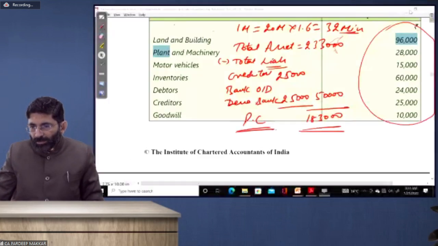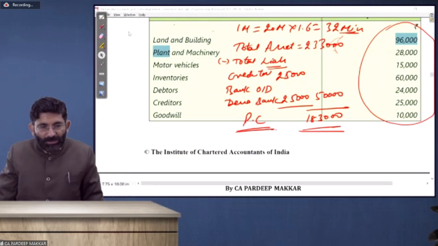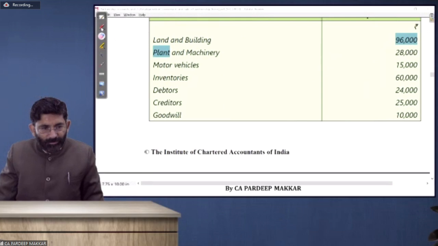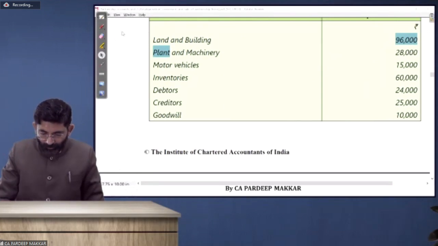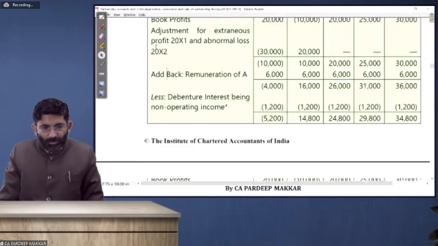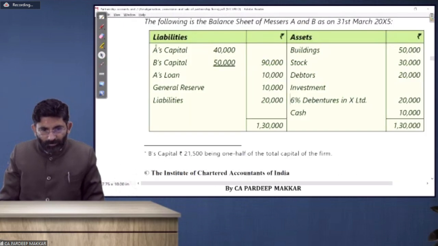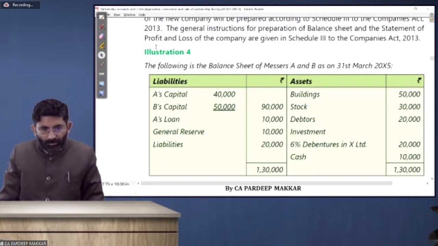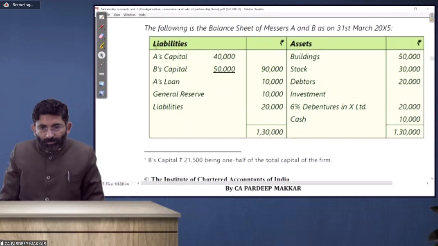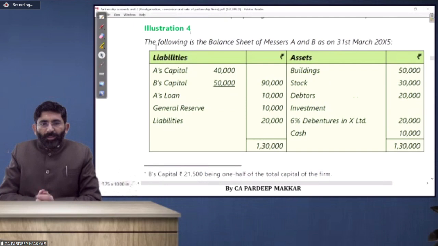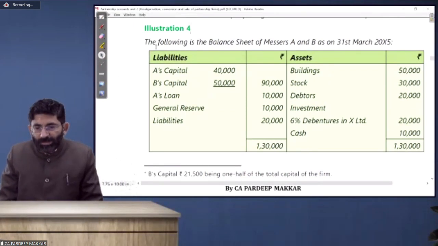See illustration number 4, very good illustration. It will be somehow lengthy and technical but having very logical things. Illustration number 4. So this is the illustration given to you. The balance sheet of Messrs A and B as on 31st of March 2015 is given to you. So this is a balance sheet of A and B and the date you have to keep in your mind: it is 31st of March 2015, that you have to note down.